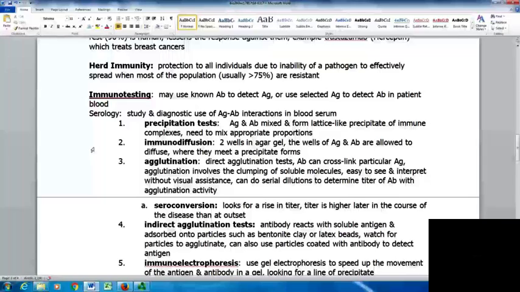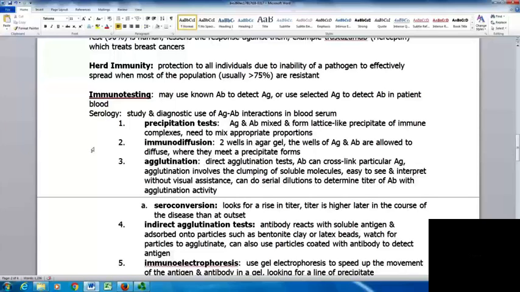So with precipitate tests, antigens and antibodies are mixed, and they'll form a lattice-like precipitative immune complexes. It is important that you mix these in appropriate proportions, or you'll have excesses of one left over and it won't look like a precipitate. With immunodiffusion, you create two wells in an agar gel. The wells of the antibody and the antigen are allowed to diffuse, and where they will meet, a precipitate forms.